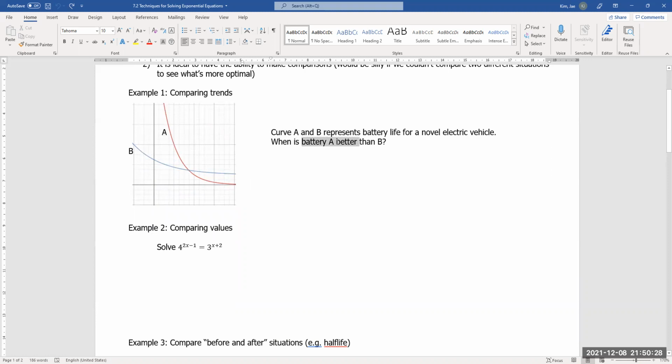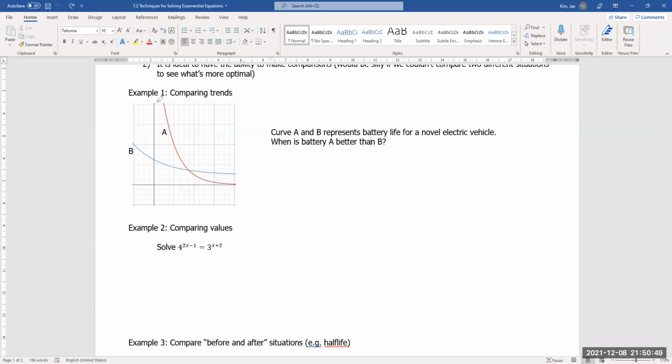So better is sort of subjective. Are you talking about better as in longer battery life? Are you talking about better as in providing more voltage? It depends. So for the sake of clarity, let's pretend being better means having a higher y value. That could be voltage, that could be just anything.